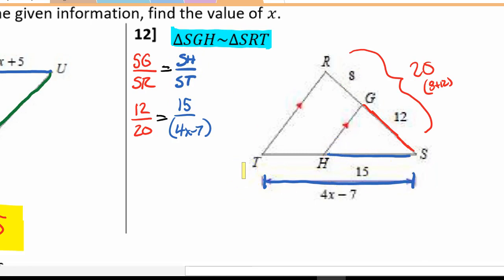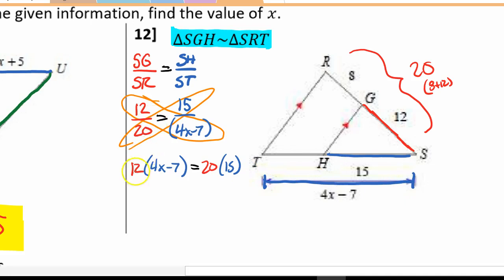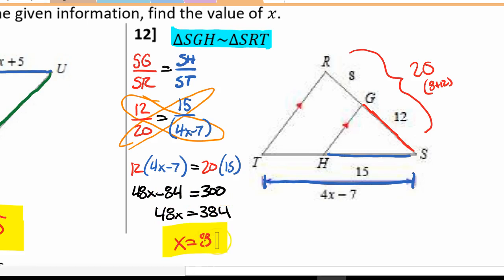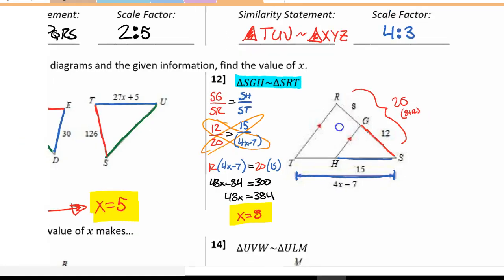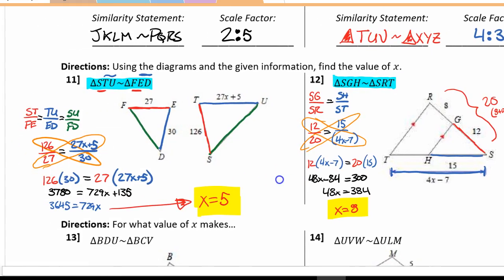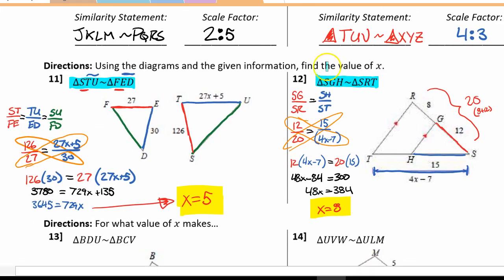4x minus 7. Once again, we're going to cross product, giving us 12 times 4x minus 7 is equal to 20 times 15. We're going to distribute and multiply this out, giving us 48x minus 84 equals 300. We'll add 84, giving us 48x equals 384. Finally, divide both sides by 48, giving us an answer of x is equal to 8. I will note that on these problems, we're simply asked to find the value of x.